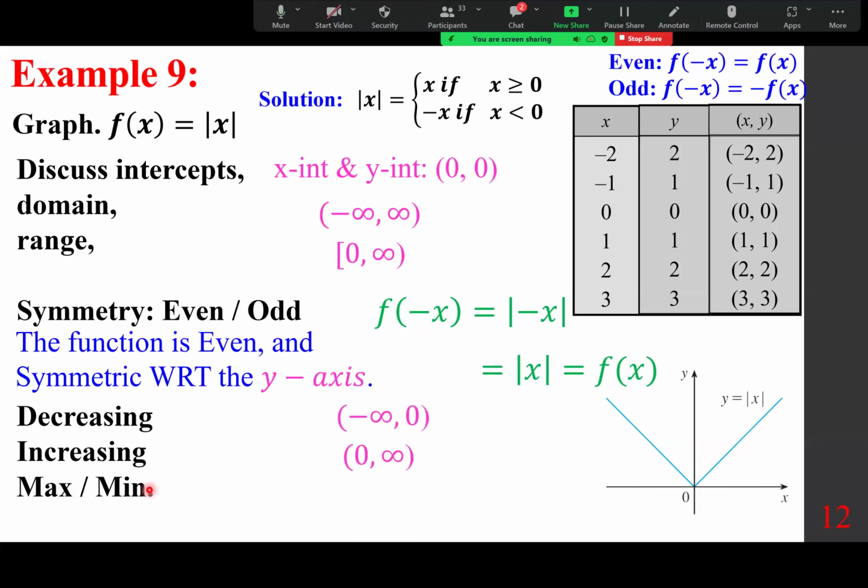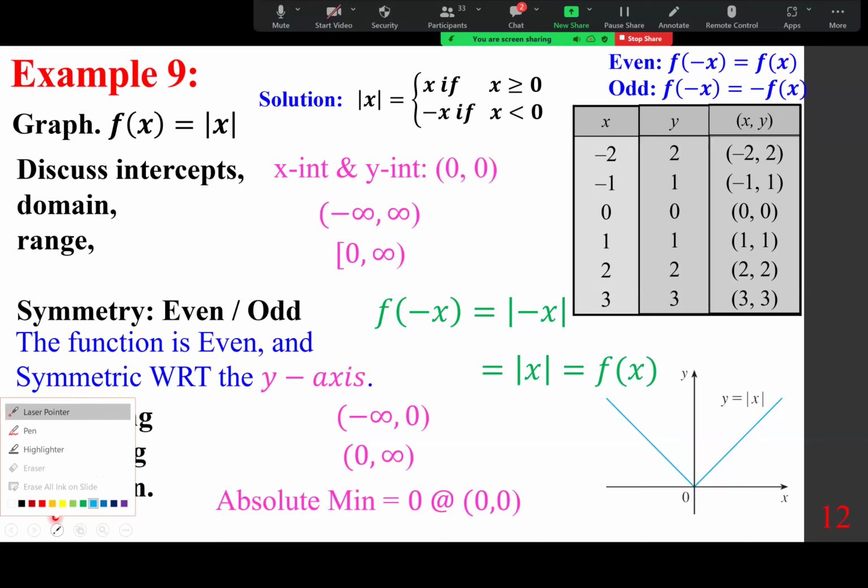Maximum, minimum, obviously, absolute minimum is equal to the y coordinate of this point, 0 at (0, 0), and we don't have a maximum, so none. So this one, none. We don't have a max.